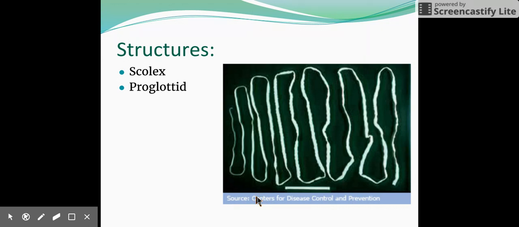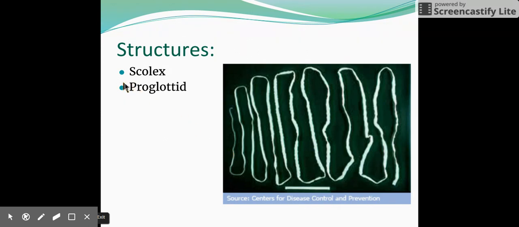Now, the one that infects humans the most is beef tapeworm. And this is actually a picture of beef tapeworm. I want you to realize this little white line down here is actually a foot-long ruler. So you can imagine just how long this beef tapeworm is.